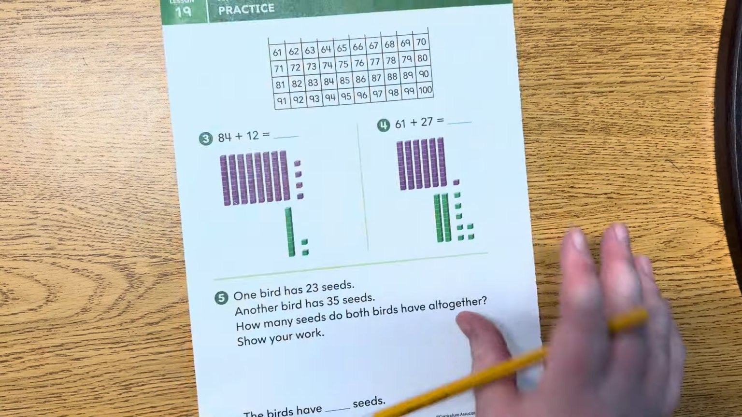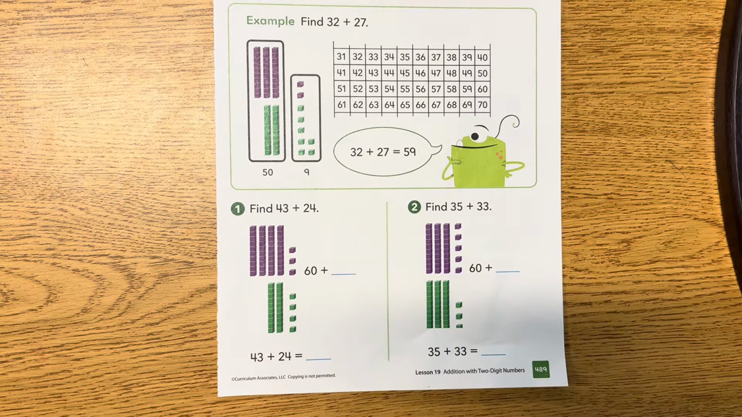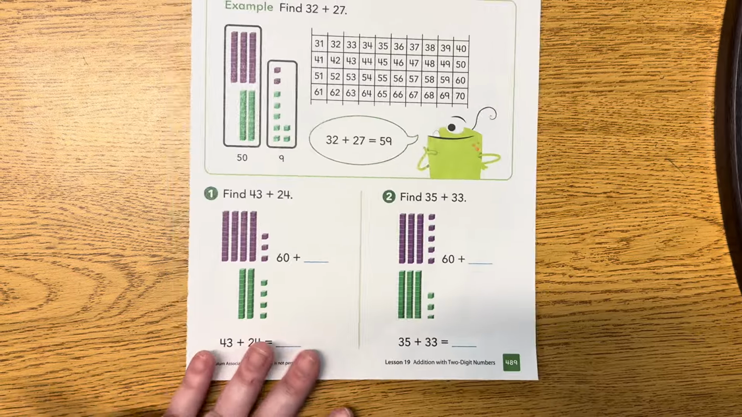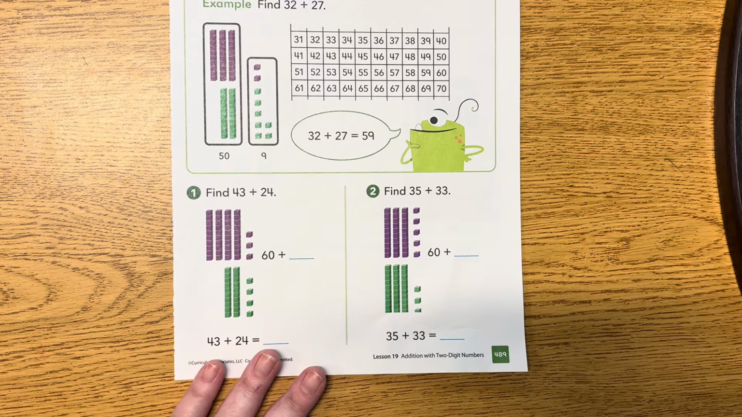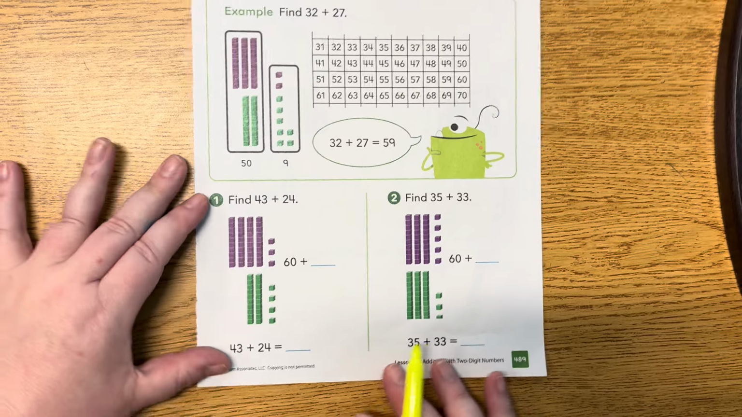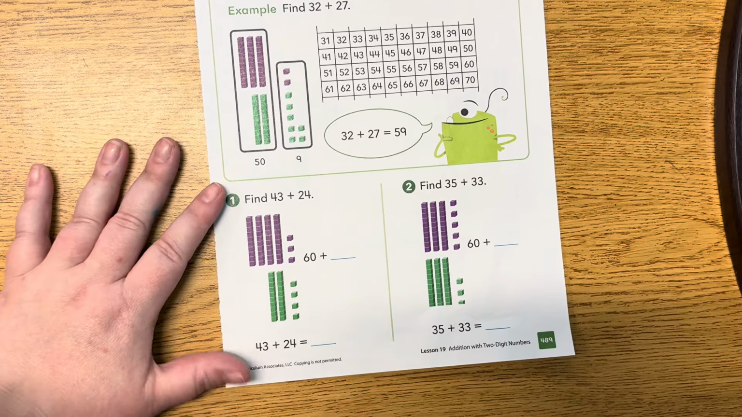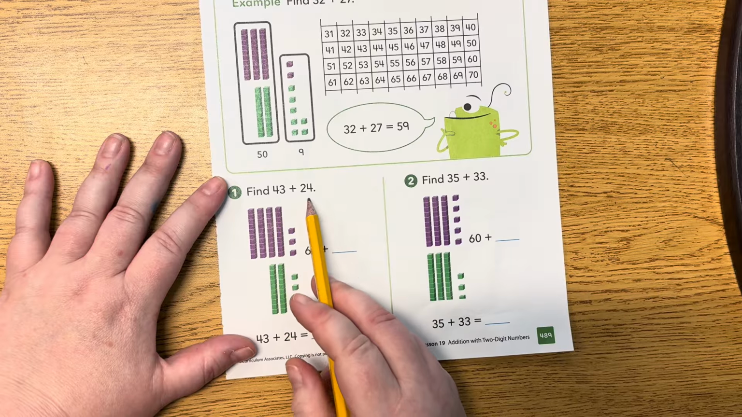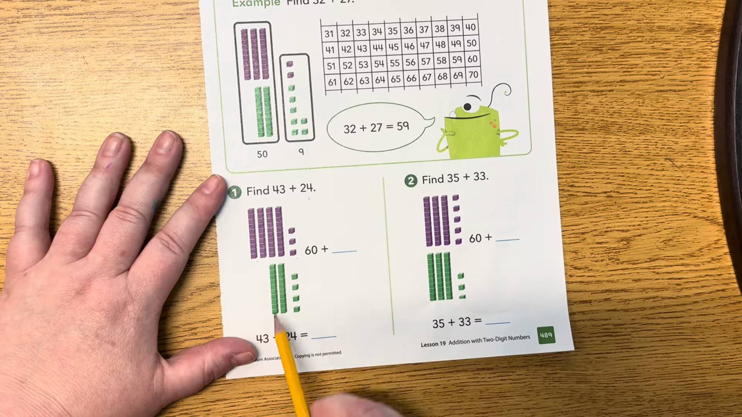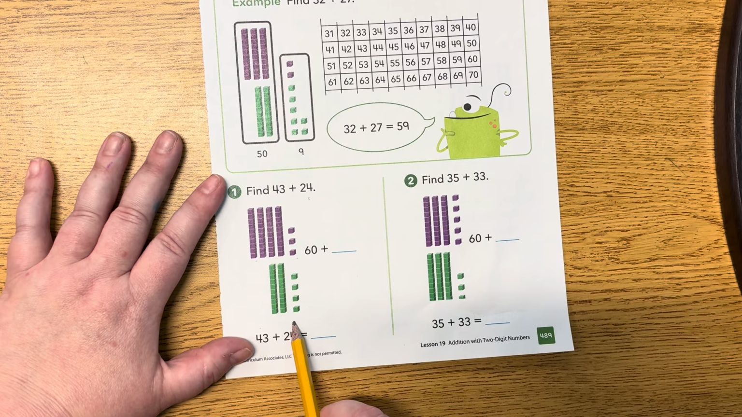Okay, this is the one that you guys worked on in class. So if you were a little bit confused, this is a good way for you to look at what mistakes you might have made, and we'll learn from them. Okay, so 43 plus 24. All right, they've shown me 43 and they've shown me 24.